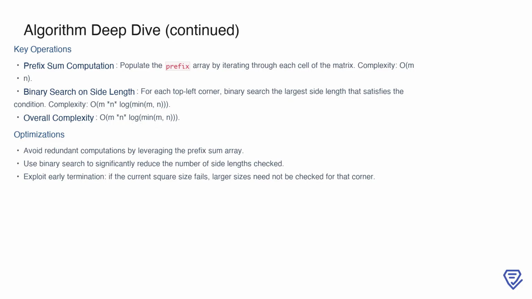The binary search operation has a complexity of O(log(min(m, n))), and since it is performed for each cell, the overall complexity of the algorithm becomes O(m*n*log(min(m, n))).